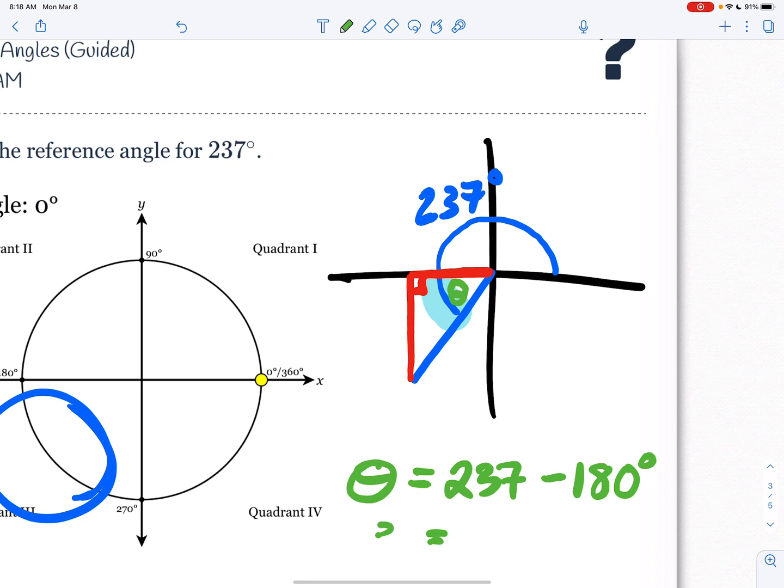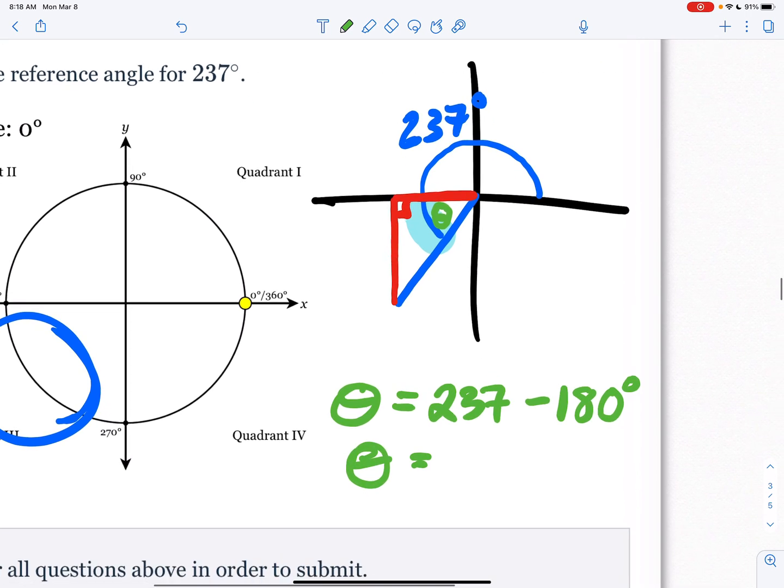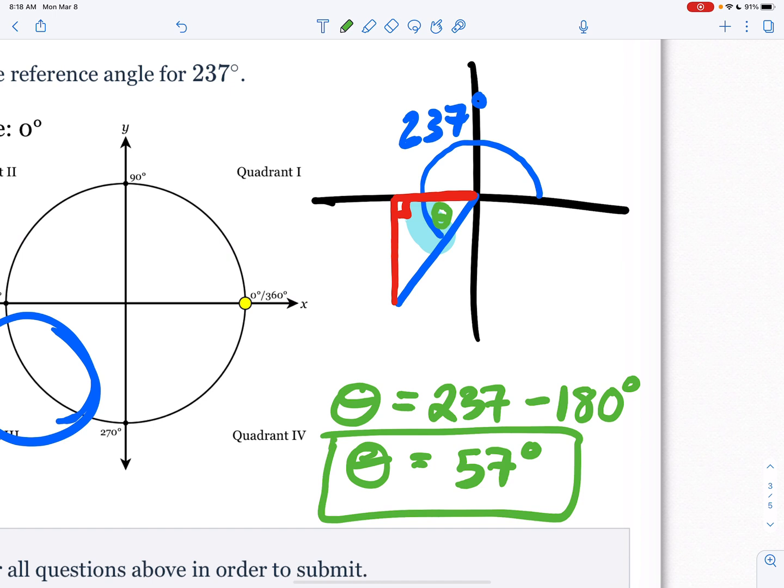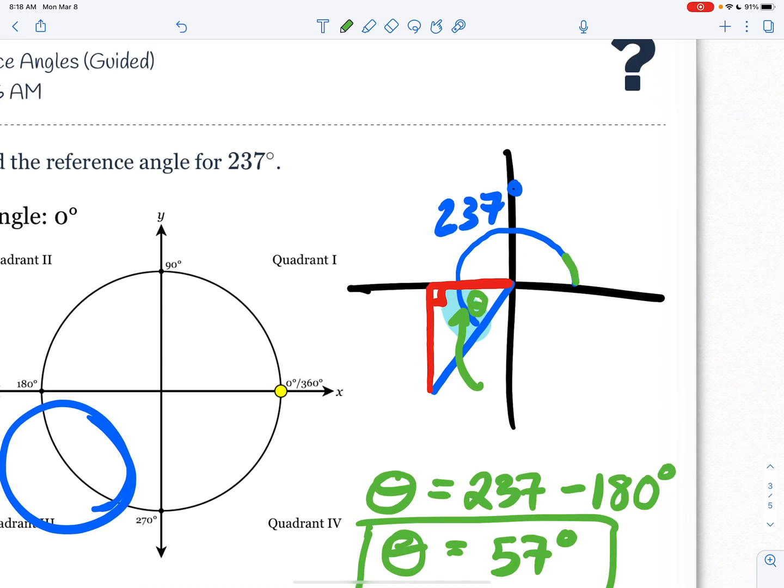So here it's a little bit different in quadrant 3. If you subtract that, oh gosh, what do we get? We get 57 degrees. That is your reference angle. That is how much this is worth right here. And it makes sense because from here to here, that's 180, and from here to here, that's 57. If you add that together, you get 237.